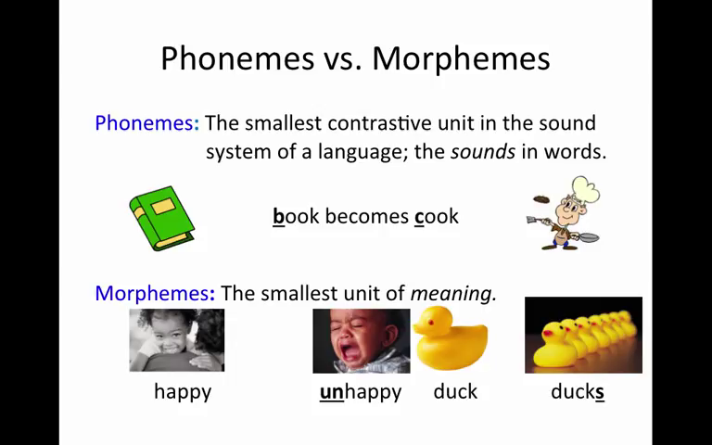Morphemes are the smallest unit that hold meaning in our language system. It's what takes happy to unhappy with the introduction of the prefix un. It's what takes one duck to multiple ducks when we pluralize it with the s.